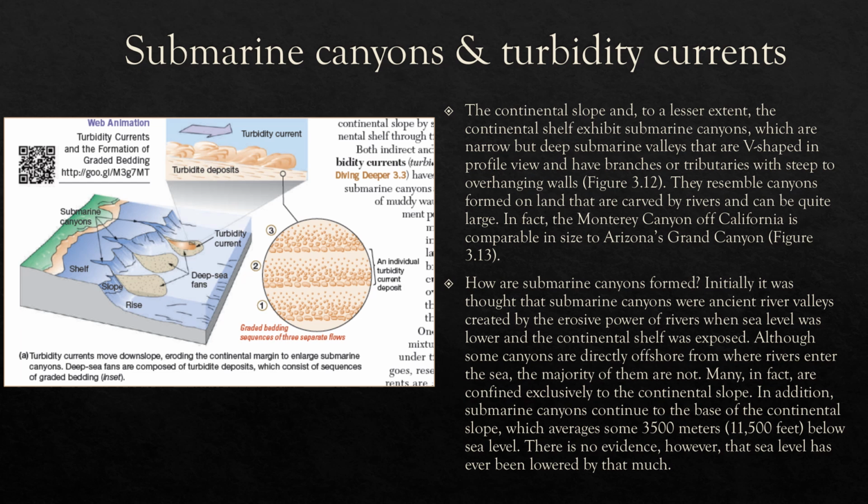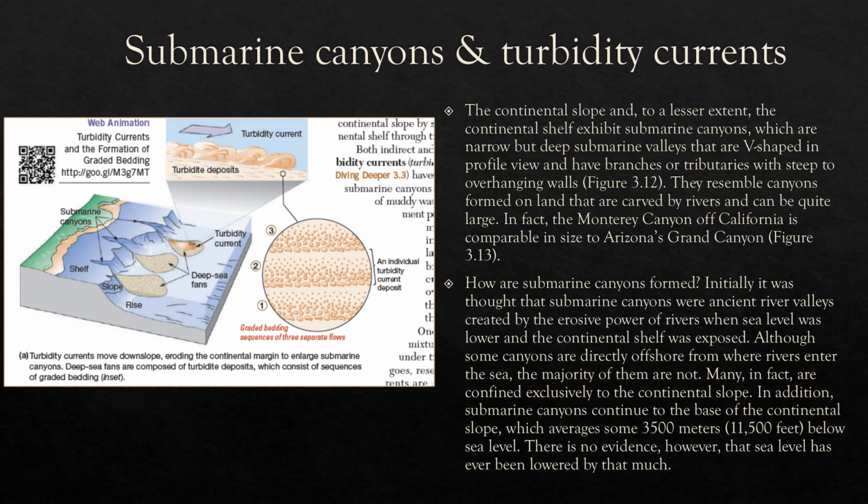So now let's discuss submarine canyons and turbidity currents. As the name suggests, submarine canyons are canyons which are present underwater. Here is a block diagram of turbidity currents and how they move down the slope and the submarine canyons. So this is a continental shelf area, and then the slope starts and then we have the deep ocean basin.